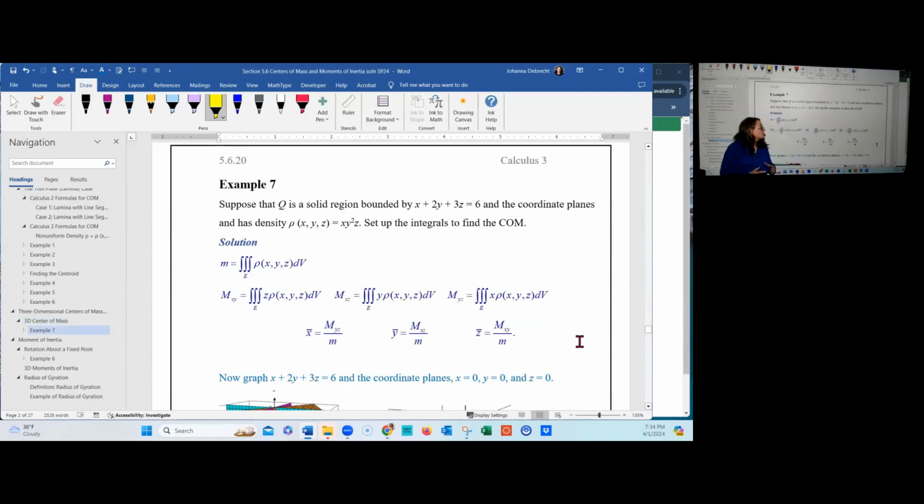We want to suppose that we have a solid region bounded by the plane x + 2y + 3z = 6, and each of the coordinate planes, the xy plane, the yz plane, and the xz plane. All right, so x = 0, y = 0, z = 0. And we have a density function that depends on x, y, and z of x times y squared times z. And we want to set up the integrals to find the center of mass.